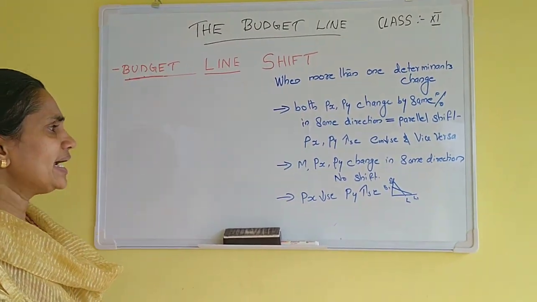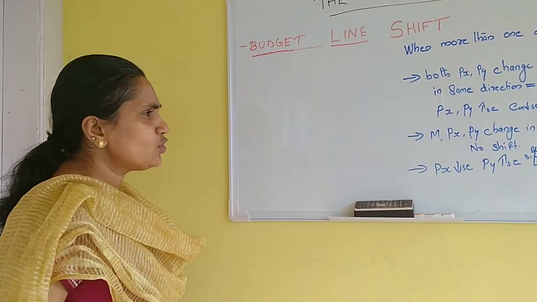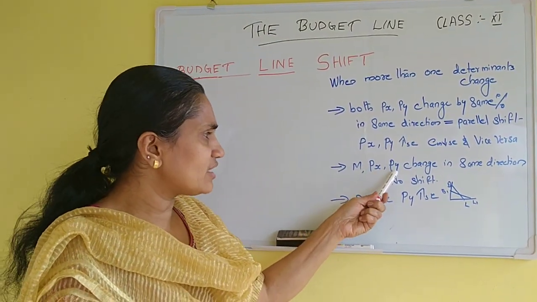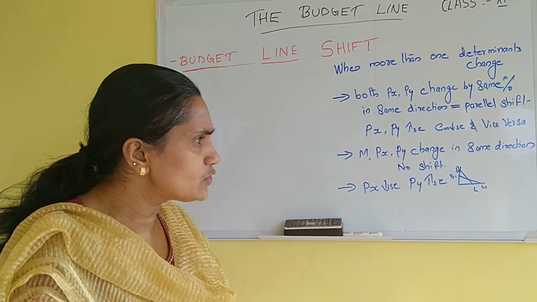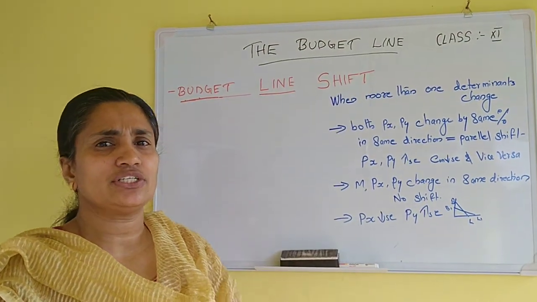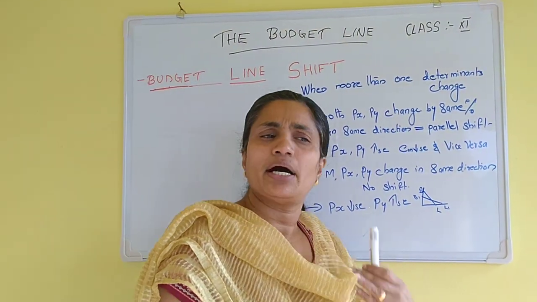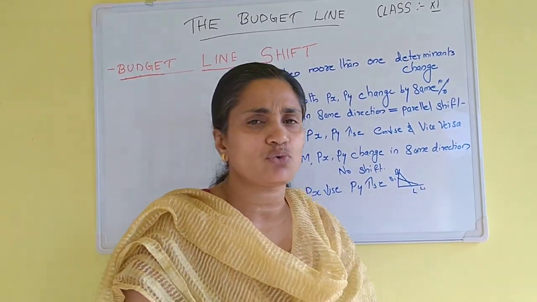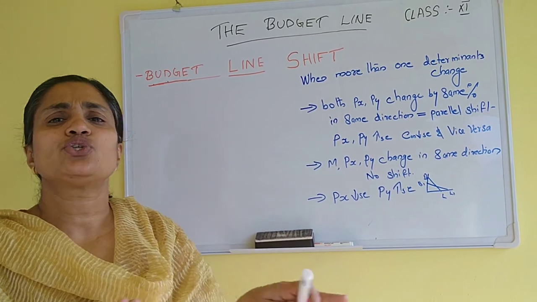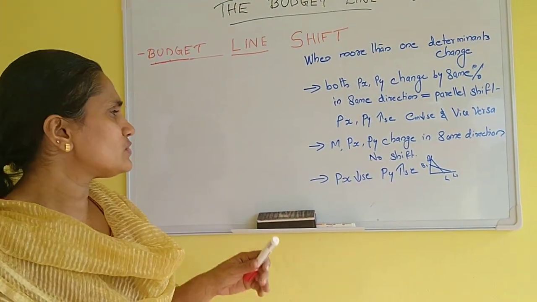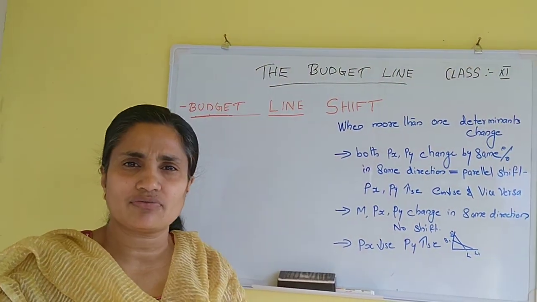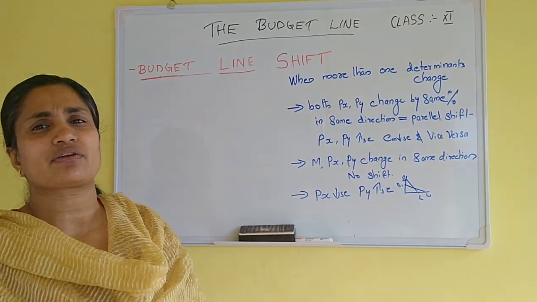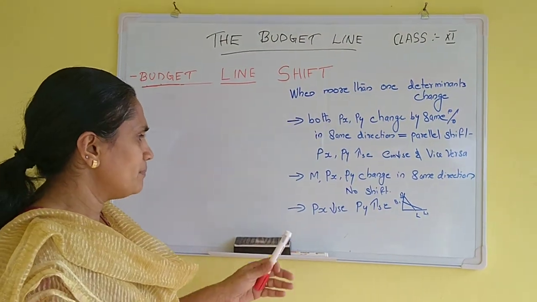Then we can see income, price of X, and price of Y. Not only the prices of good X and Y, but the income of the consumer also changes in the same direction. A 10% change in the income of the consumer, and a 10% change in the price of X and the price of Y. Then there is no shift of the budget line, because we cannot say that the consumption will increase or decrease, because the income and the prices of X and Y change in the same proportion.